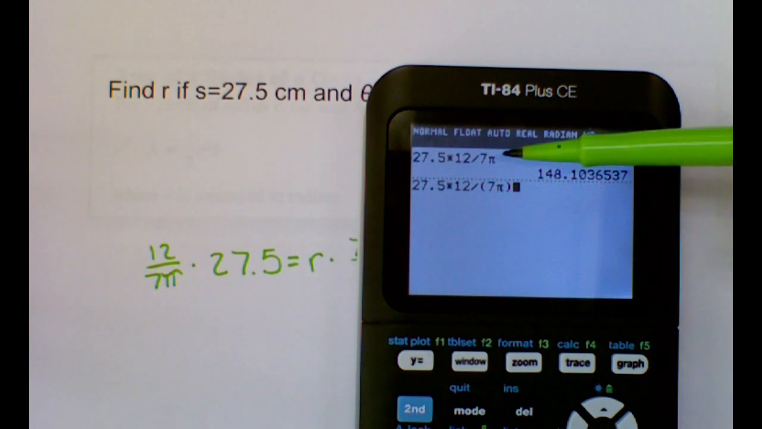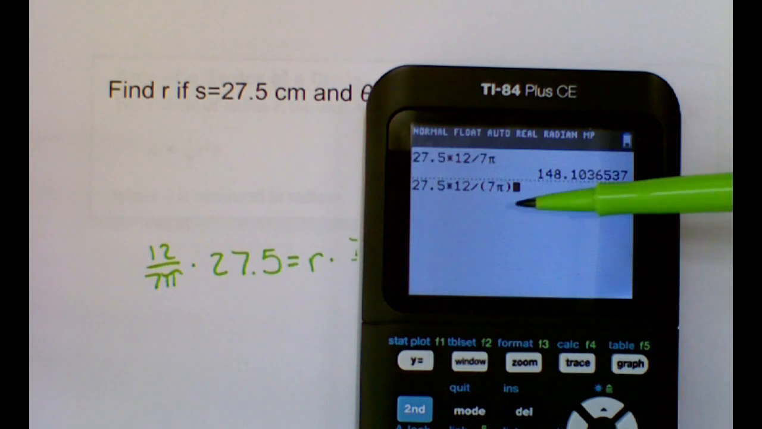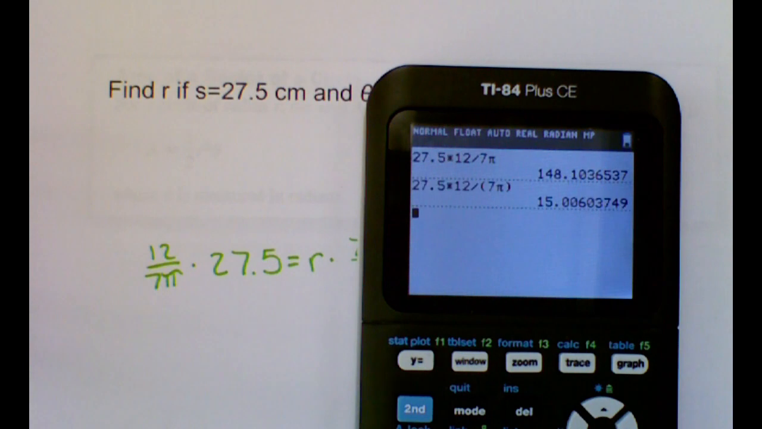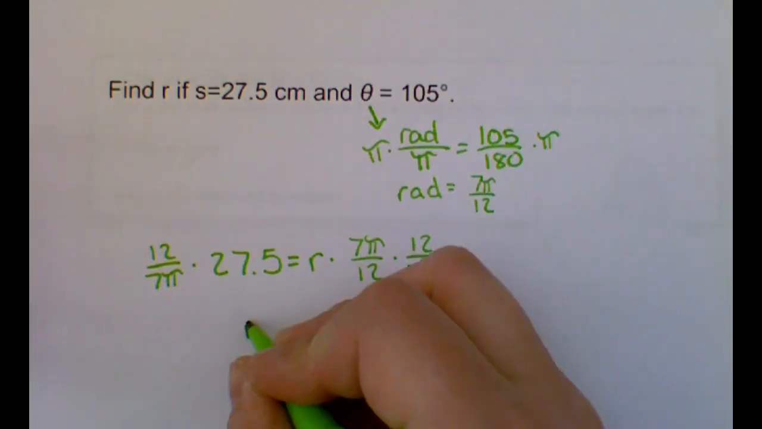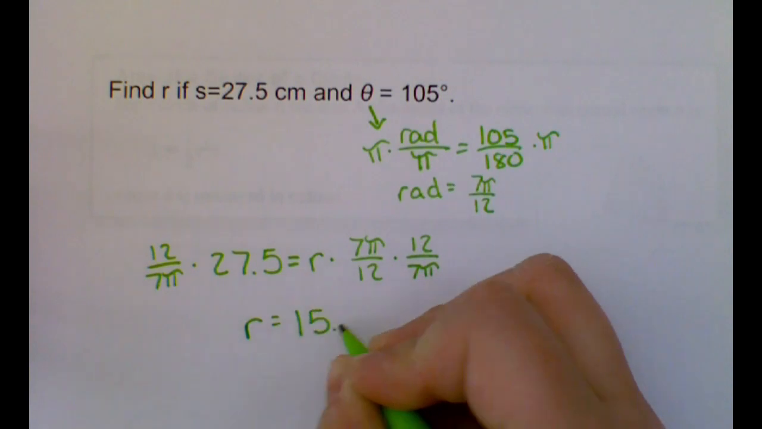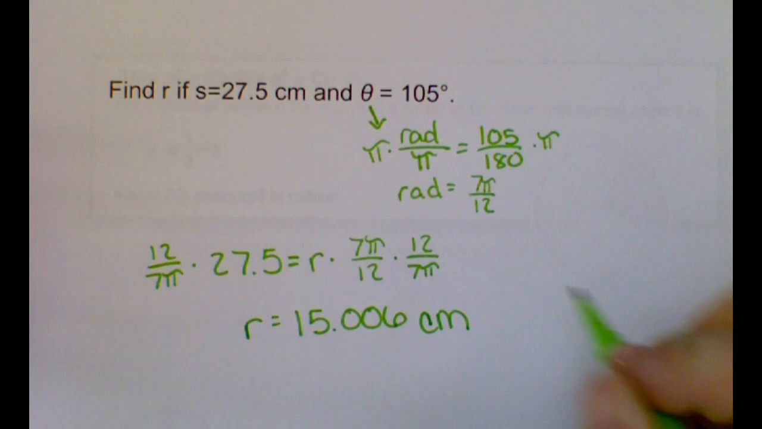The first line here, we'll divide by 7 and then multiply that answer by pi. The bottom one multiplies the 7 pi and divides by that whole thing. So the answer is actually 15.006. Very big difference. Our radius is 15.006 centimeters.